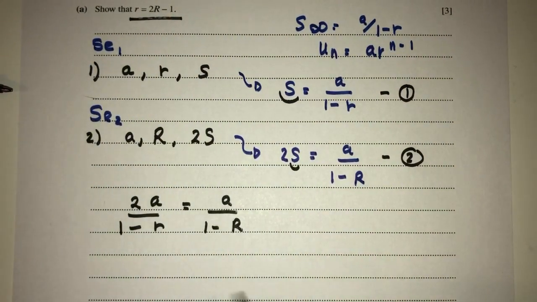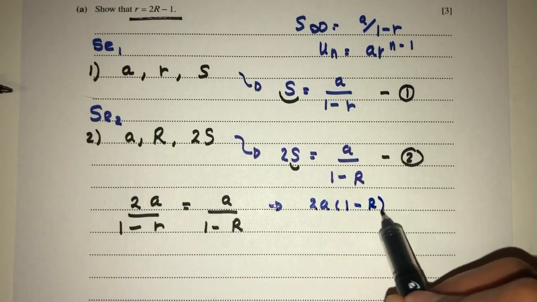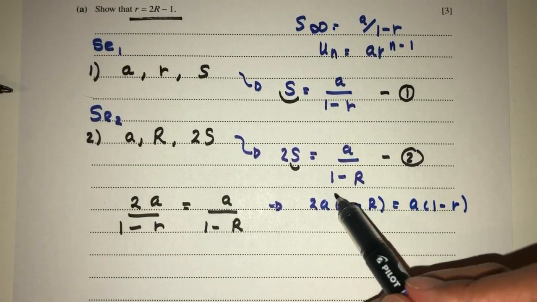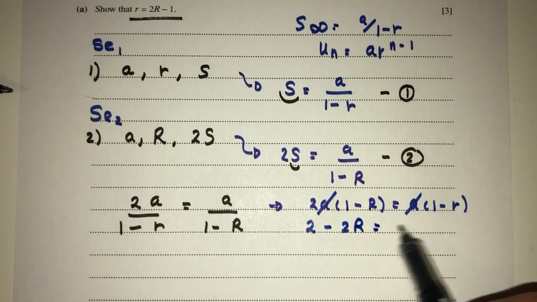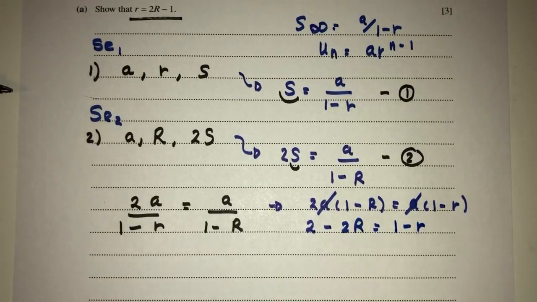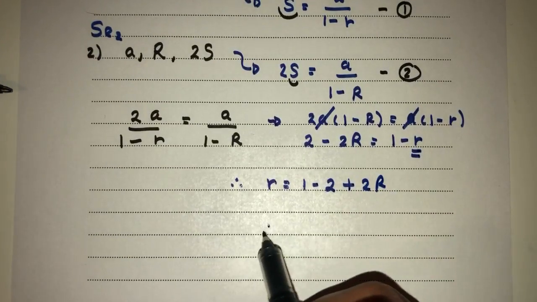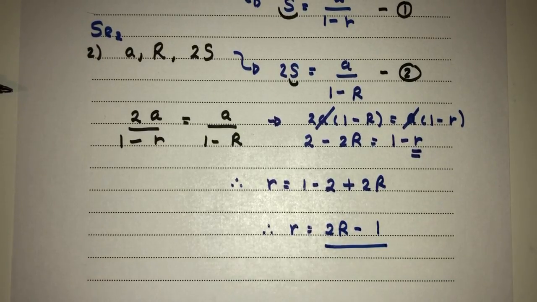We can cross multiply. You will have 2a(1 minus r) equal to a(1 minus big R). So here the a will cancel out, so you will have 2 minus 2r equal to 1 minus R. So we have to make R the subject. We'll send this over here and send everything to here. You have 1 minus 2 plus 2r. So finally you have R equal to 2r minus 1. This is shown as required.